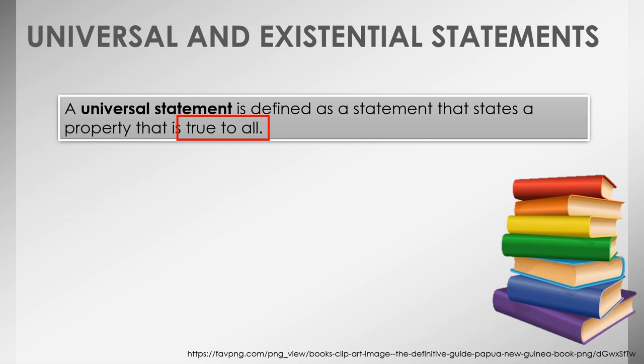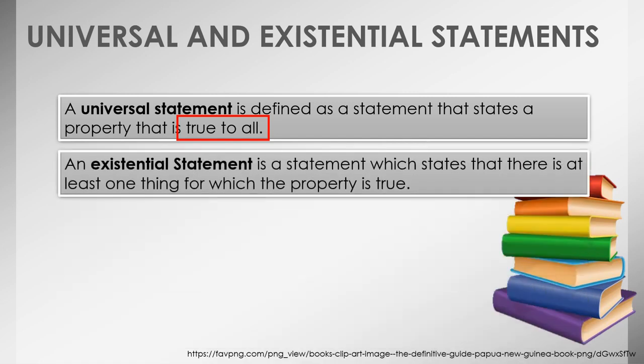Moving on, for the existential statement, it is defined by this. Unlike the universal statement, this statement only requires a property to at least be true to one but not all. In other words, for us to say that the given statement is existential, we must show that the property only applies or is true to some but not all.